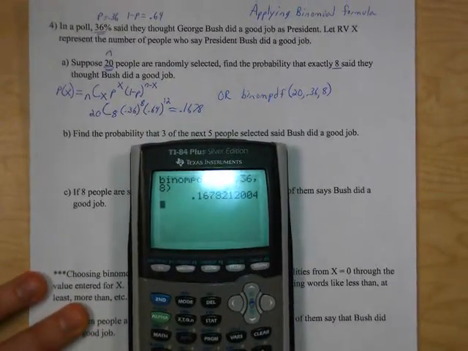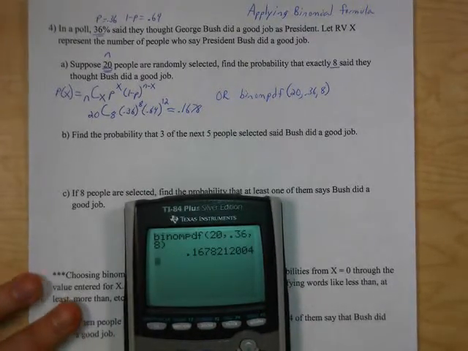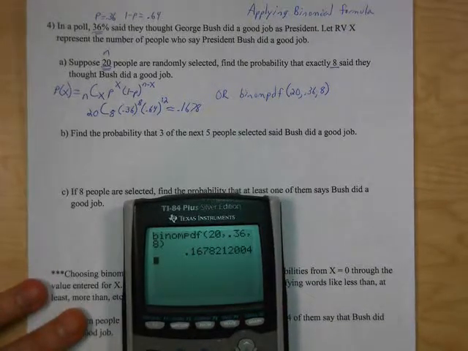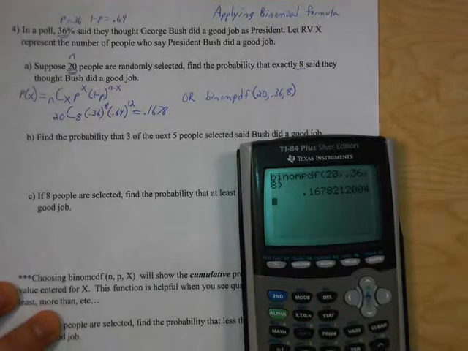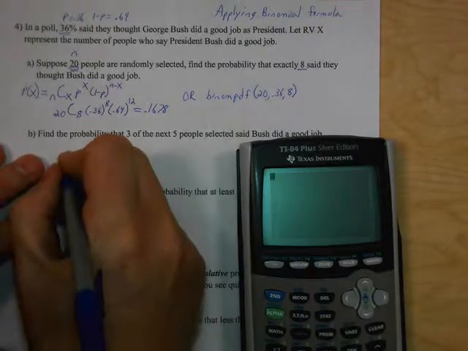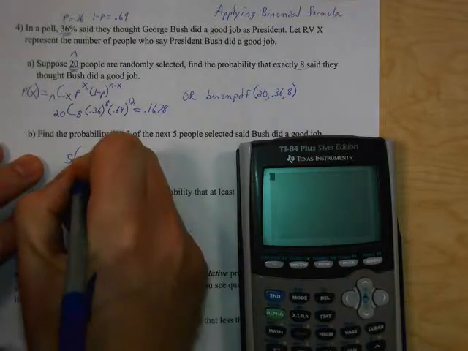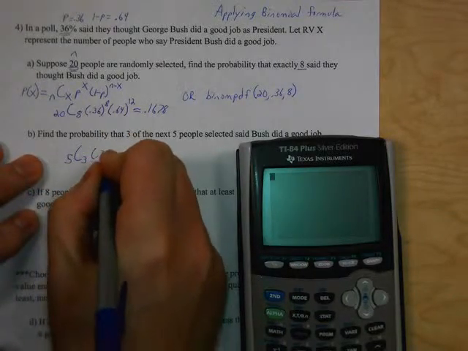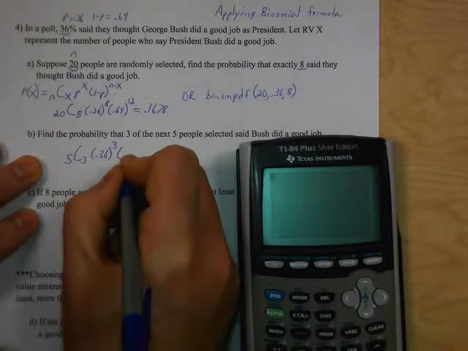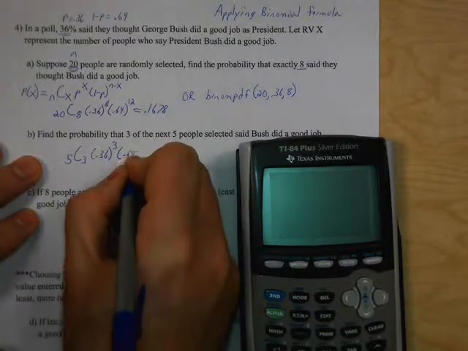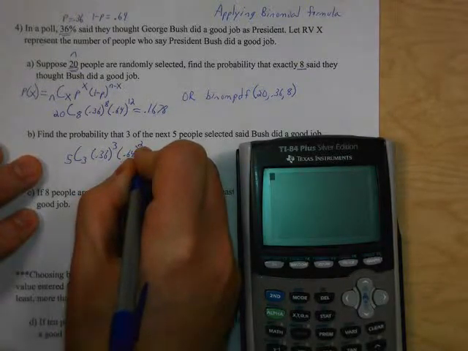Part B, find the probability that 3 of the next 5 people selected said Bush did a good job. Well, very similar to the last one. If you think your way through it, there's 5 people. You want to choose 3 successes. The probability of success in any single case is 0.36, and you want 3 of them. The probability of failure in any single case is 0.64, and if there's 5 total, you would need 2 failures.